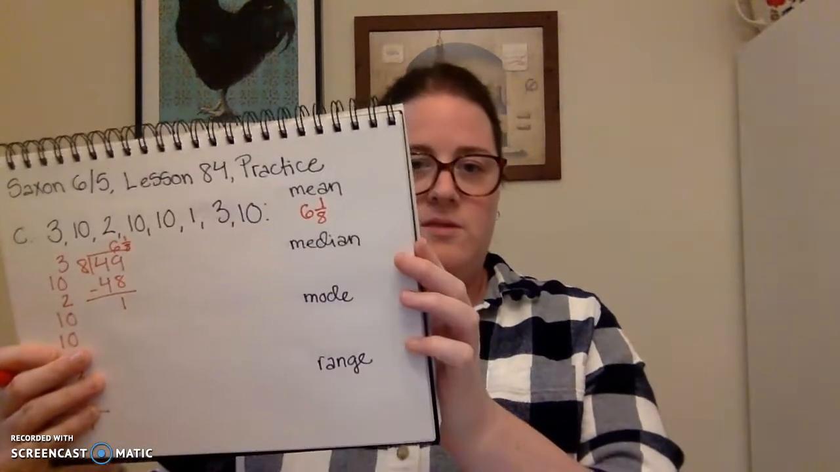6 times 8 is 48. I subtract, and I have a remainder of 1. I want to write my remainder as a fraction in order to account for all of my data. So my mean is 6 and 1/8.